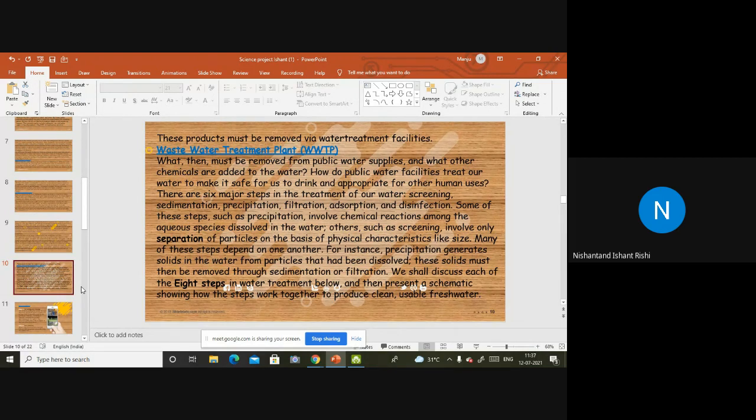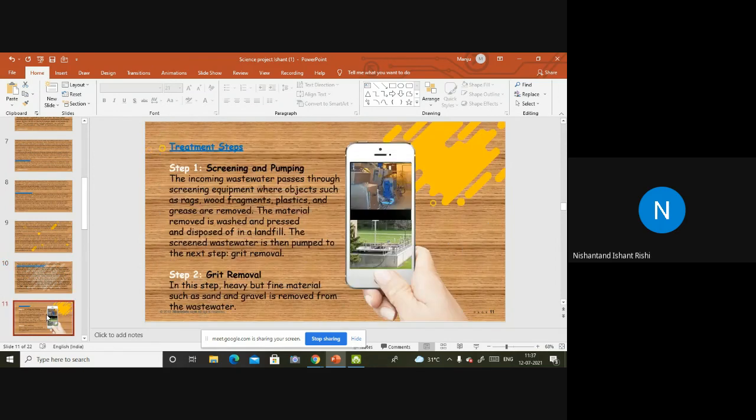There are six major steps in treatment of water: screening, sedimentation, precipitation, filtration, adsorption, and disinfection. Some of these steps, such as precipitation, involve chemical reactions among the aqueous species dissolved in water. Now, the treatment steps. Step 1: Screening and pumping. The incoming wastewater passes through screening equipment where objects such as rags, wood fragments, plastics, and grease are removed. Second step, grit removal.